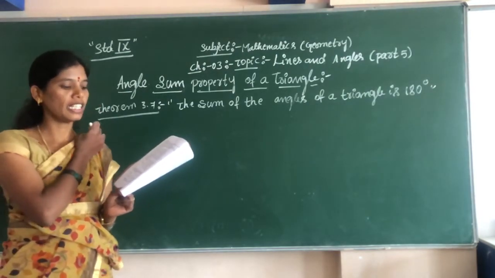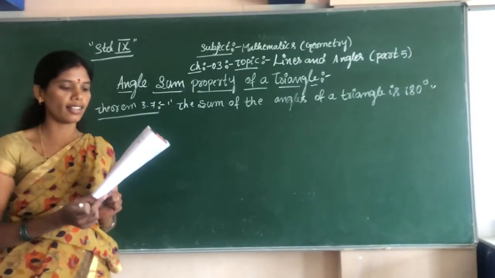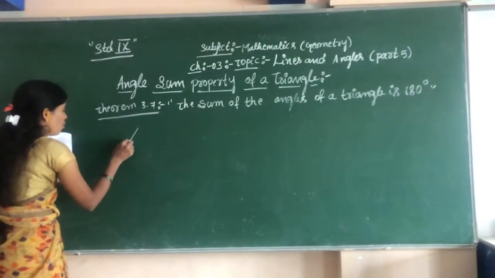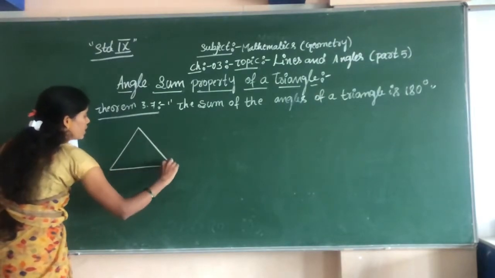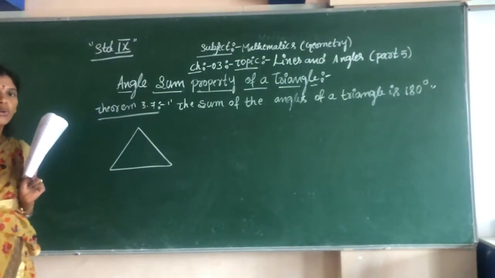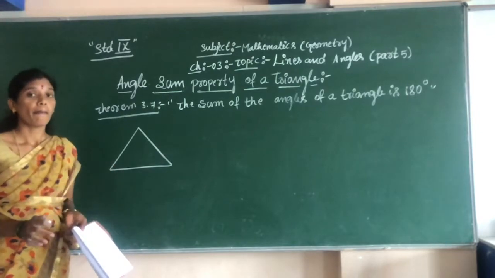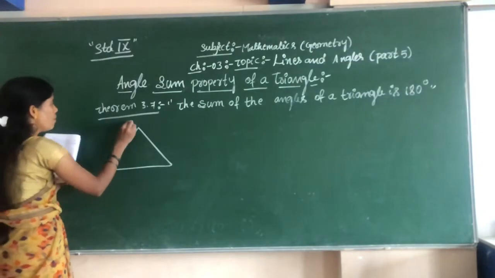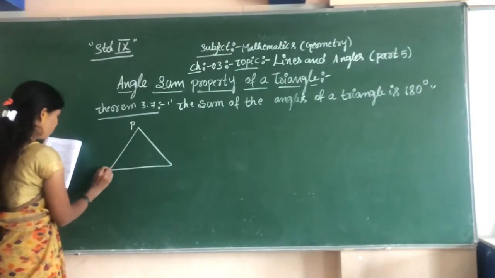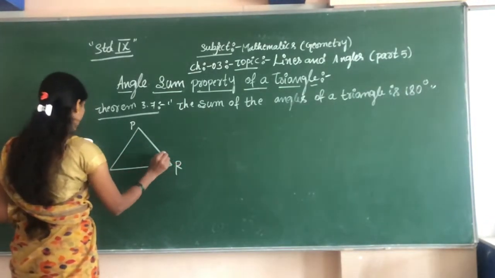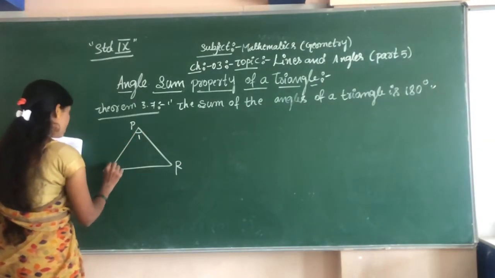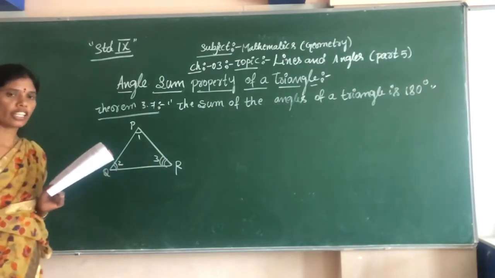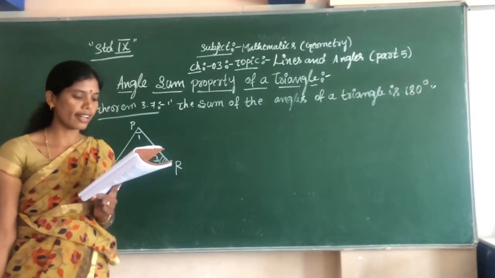Children, there are interior angles and exterior angles. First, draw one triangle. Children, use a scale and pencil, with the instrument box. We draw triangle PQR. This is angle 1, this is angle 2, this is angle 3. There are three sides.